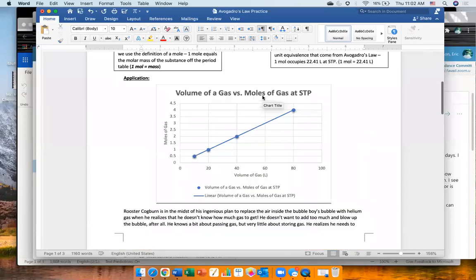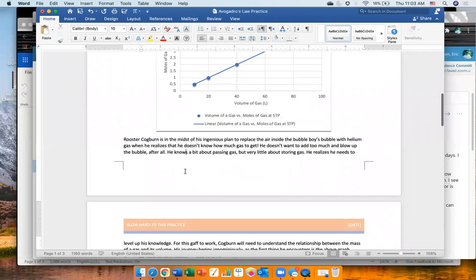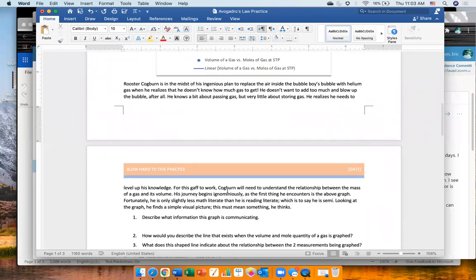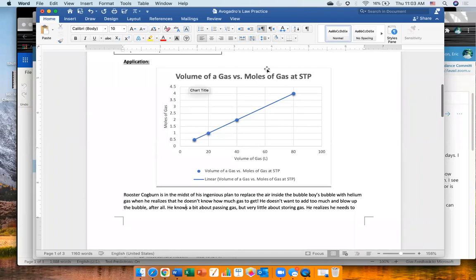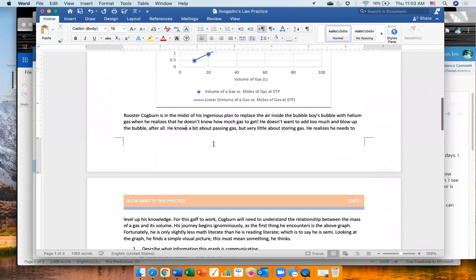So again, let me just make sure. Go down, describe what information this graph is communicating. The volume of a gas versus the moles of a gas. That's one way. You can also just look at the axes. So the information being communicated here is the relationship between the y and the x-axis. Whatever measurements are on there, that's the information it's communicating.